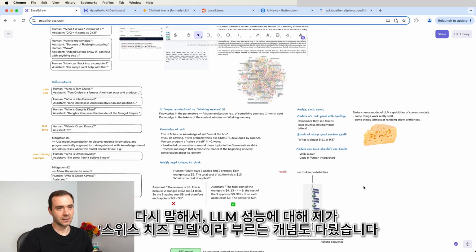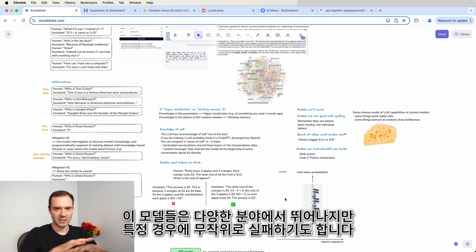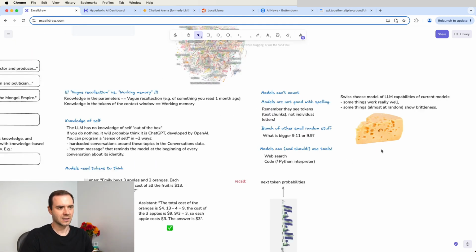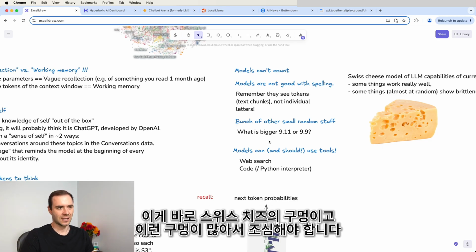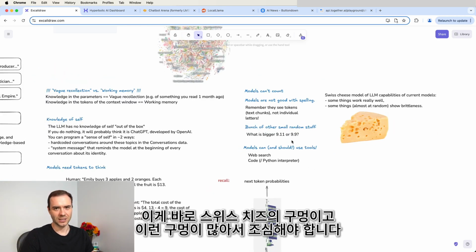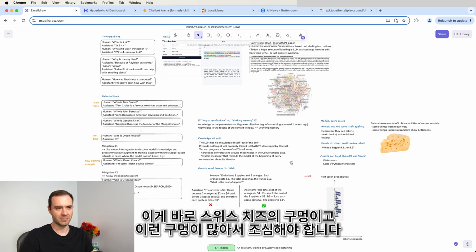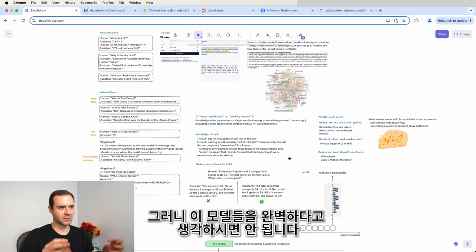In addition to that, I covered what I call the Swiss cheese model of LLM capabilities that you should have in your mind. The models are incredibly good across so many different disciplines, but then fail randomly almost in some unique cases. So for example, what is bigger, 9.11 or 9.9? The model doesn't know, but simultaneously, it can turn around and solve Olympiad questions. And so this is a hole in the Swiss cheese, and there are many of them, and you don't want to trip over them. So don't treat these models as infallible.